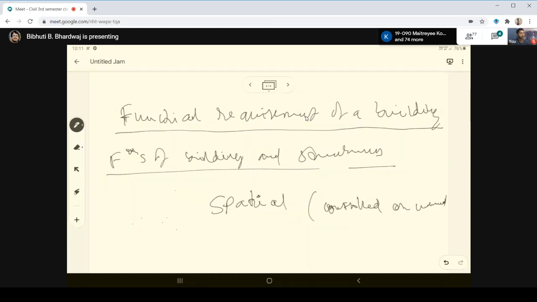Sir, can you repeat the definition once again? The function of a building is to provide the desired spatial environment, in bracket controlled and uncontrolled, within it continuously for a given human activity. The building therefore provides a safe and comfortable internal environment against the external and unwanted internal conditions. The building must accomplish these things economically.